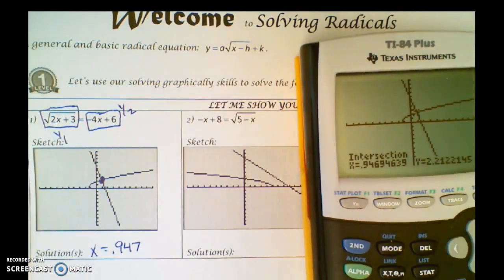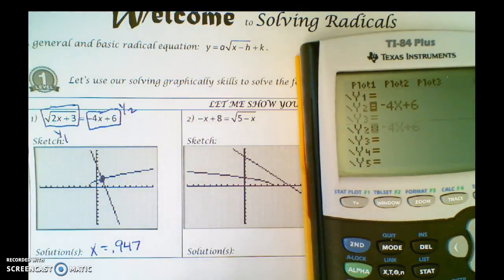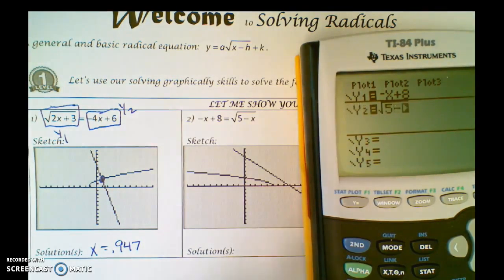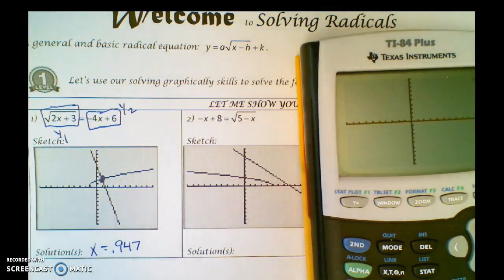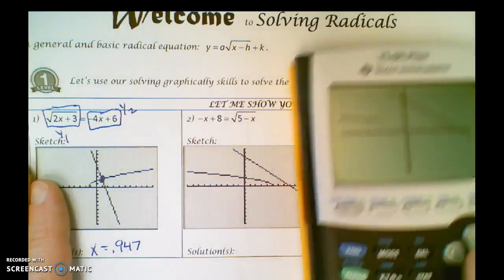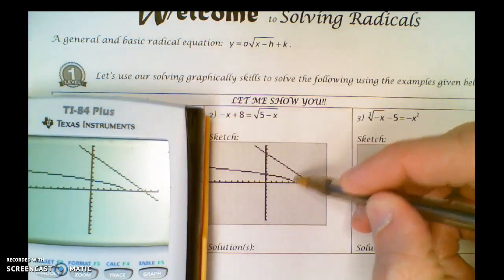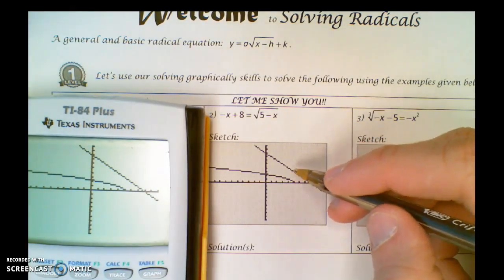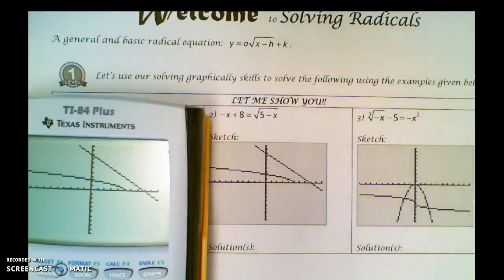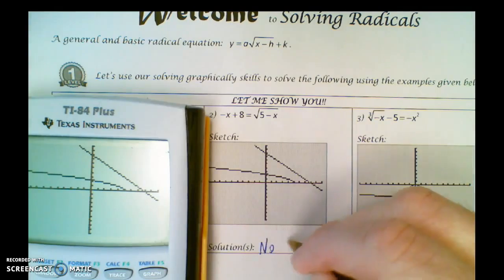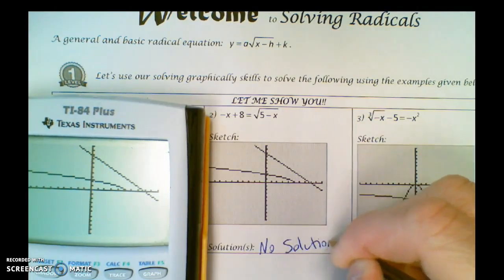So let's try the next equation. Y equals, clear out what's there, negative x plus 8, and the square root of 5 minus x. Notice again that everything is underneath the radical. Graph it, make sure we see the same graph as before. Okay, so that's good. Notice in this graph, these two lines are not intersecting, so there is no intersection point. When that happens, we have what's called no solution. So the answer to this problem is no solution because there is no intersection.